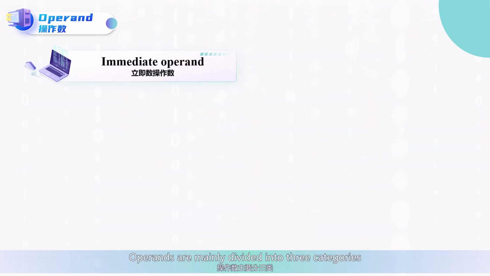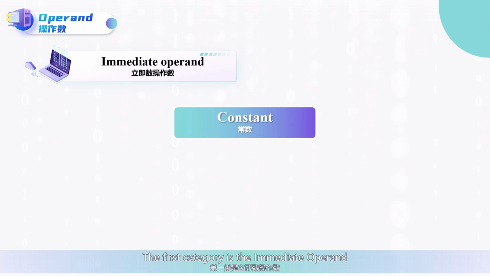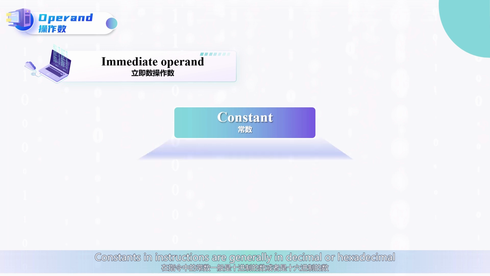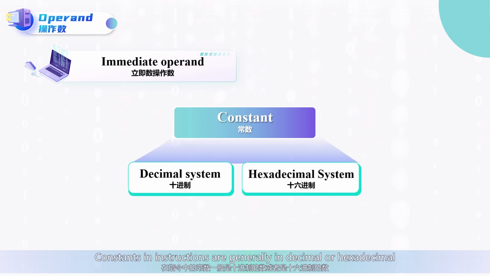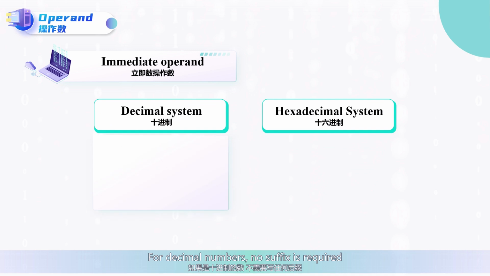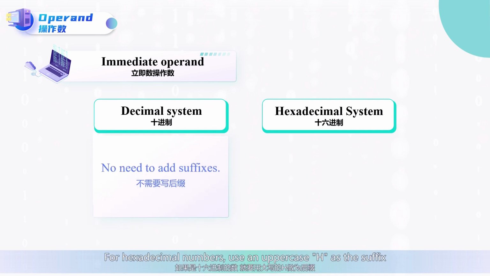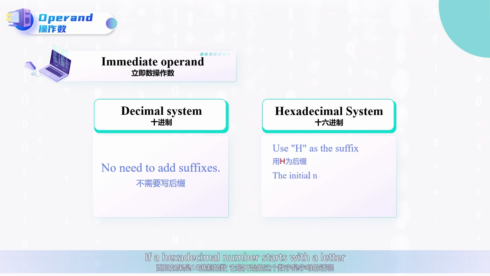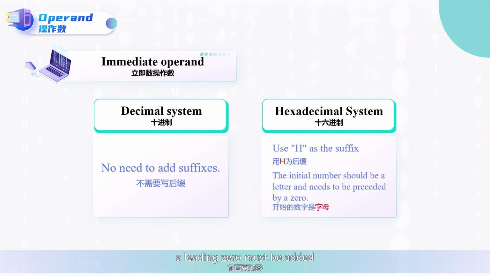Operands are mainly divided into three categories. The first category is the immediate operand, which is essentially a constant. Constants in instructions are generally in decimal or hexadecimal. For decimal numbers, no suffix is required. For hexadecimal numbers, use an uppercase H as the suffix. If a hexadecimal number starts with a letter, a leading zero must be added.